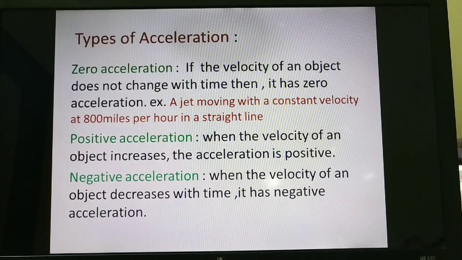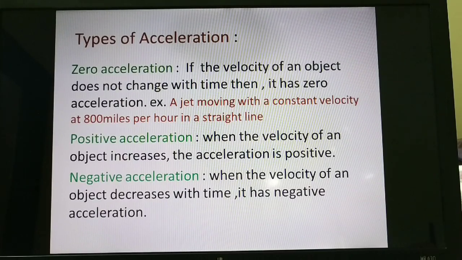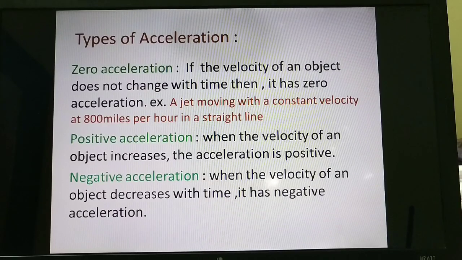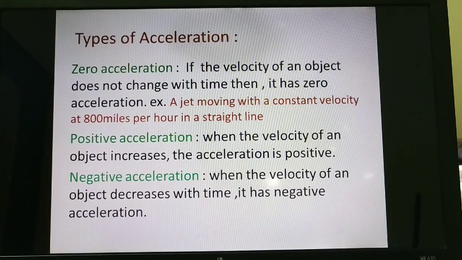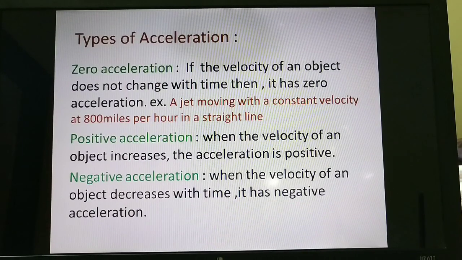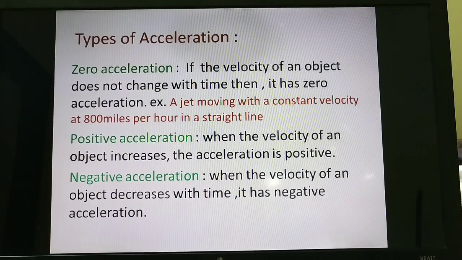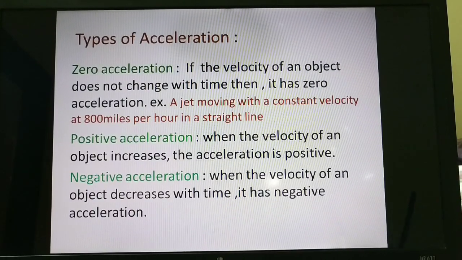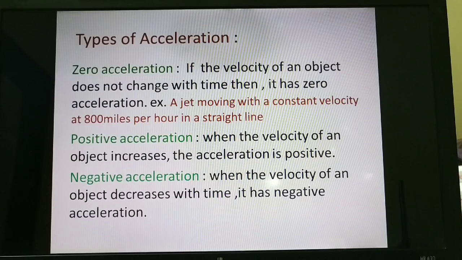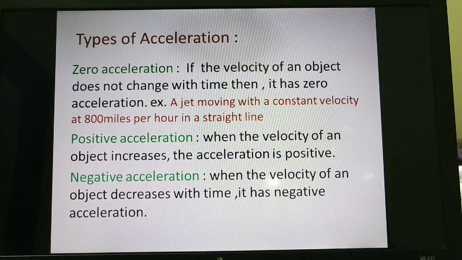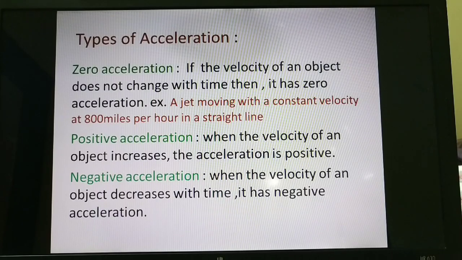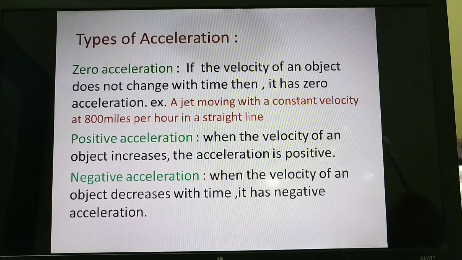Positive acceleration: when the velocity of an object increases, then the acceleration is positive. Suppose you are at 60 km per hour and slowly you increase the speed to 70 km per hour. So what is final velocity? 70. What is initial velocity? 60. So 70 minus 60 you will get 10. And if you are traveling that distance in 2 hours or 3 hours, it will become 10 upon 3 or upon 2, whatever it is. So you can make your own numericals like that and confirm your positive and negative acceleration.